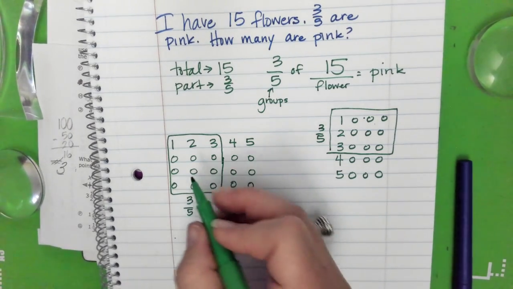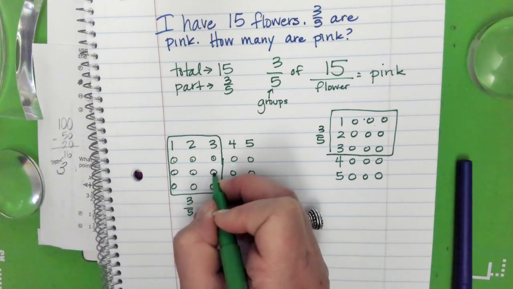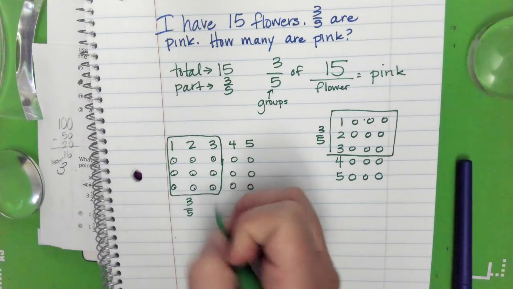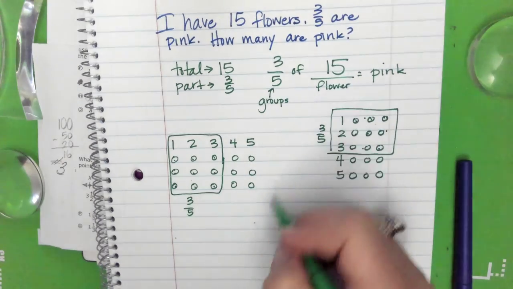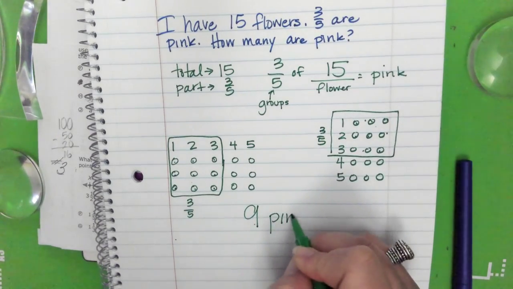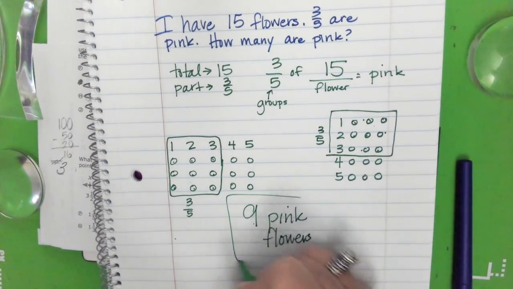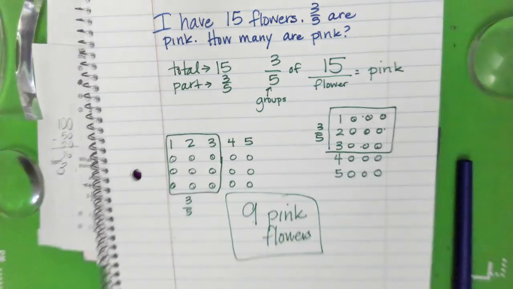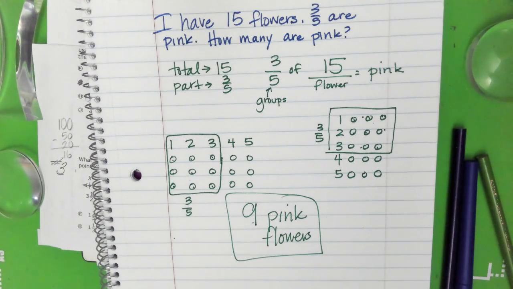So how many flowers are pink? 1, 2, 3, 4, 5, 6, 7, 8, 9. So 9 pink flowers. And going back to a part of my whole, I only had 15 flowers. I'm taking a part of my flowers, and that would give me 9 flowers.